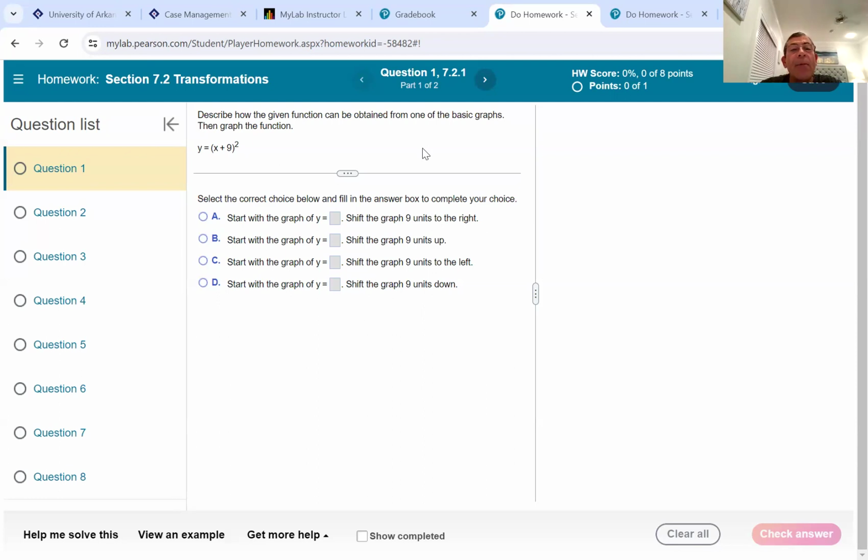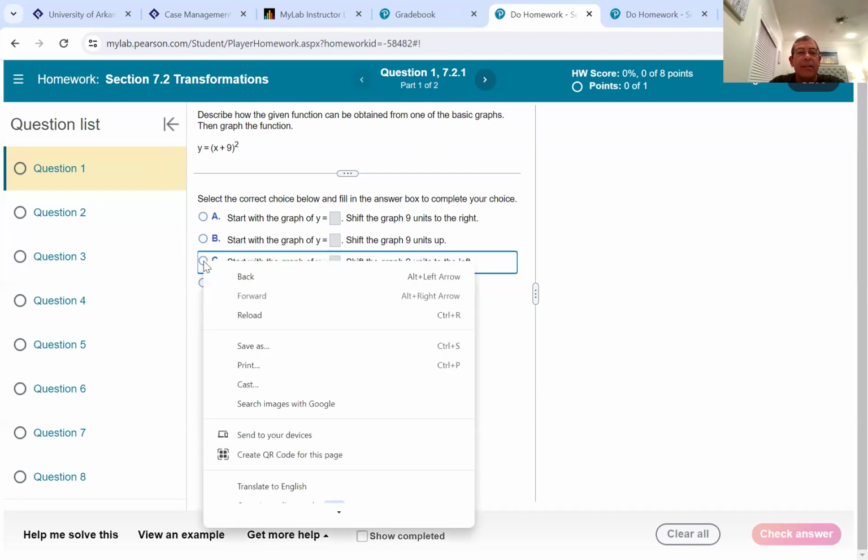And it says, describe how the function can be obtained from one of the basic graphs. And they got y equals (x plus 9) in parentheses, then being squared. So what you got to figure out first is, because notice A, B, C, D, the only difference is, are we shifting it right, up, left, or down? Well, remember, it's inside the parentheses with the x. When it's inside the parentheses with the x, it's either going to go left or right. And y'all, we said, well, if you added to the x, it would move you left. So you have to go down here to C and click C because that's the one that went left.